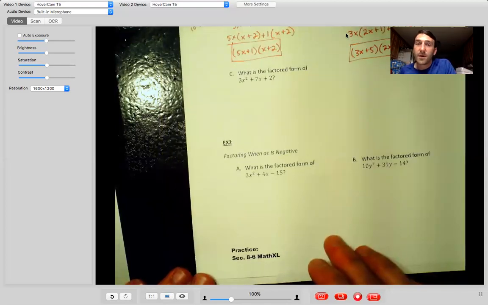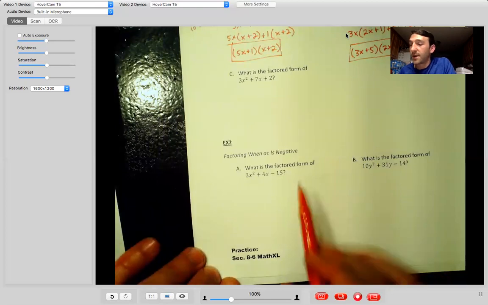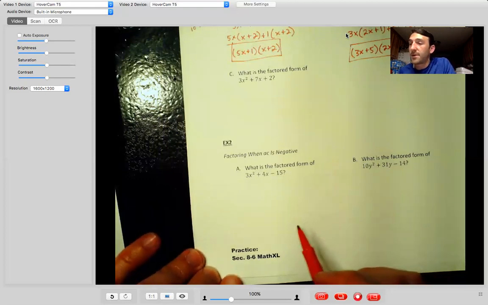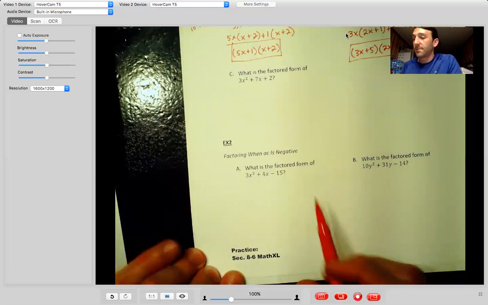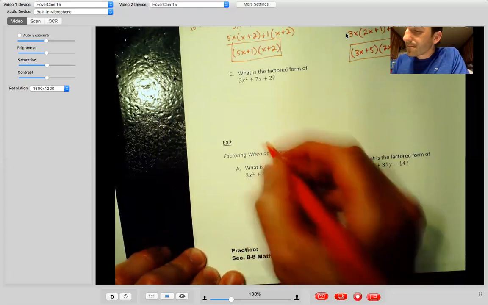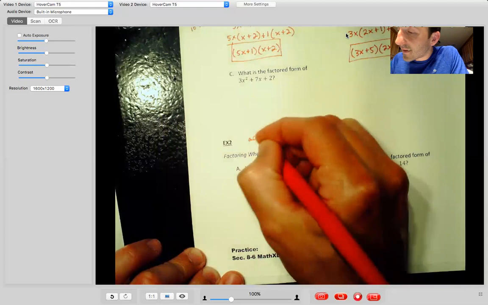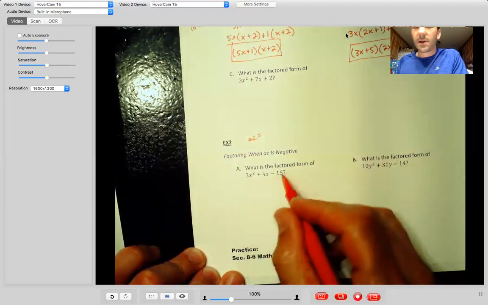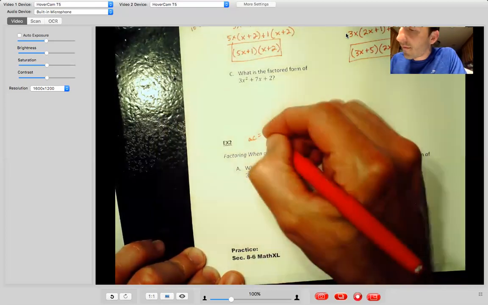So example 2, always a little bit tougher when we throw in a negative. That's been true the whole time, so nothing new here. So a times c in this case, 3 times negative 15 is negative 45.